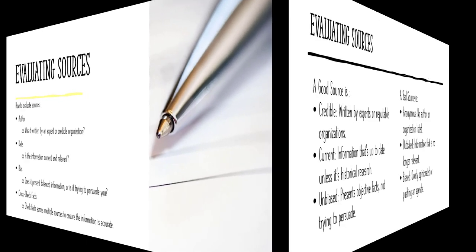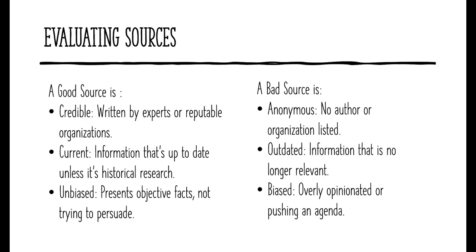It's important to understand what makes a good source and what makes a bad one. Here's what to look for. A good source is credible, written by experts or reputable organizations that are known for their authority in the field. It must be current. The information is up to date, unless you're working with historical research where older data is needed. It should be unbiased, presents objective facts without trying to sway the reader's opinion.